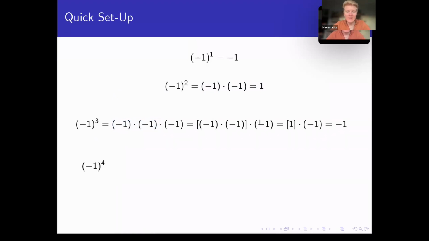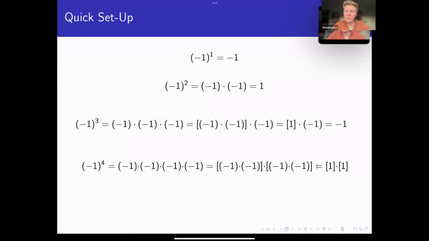Last but not least, negative 1 to the 4th would be negative 1 times negative 1 times negative 1 times negative 1. Let's group pairs together, and we know each of those pairs equals 1 from negative 1 squared. This equals 1 from 1 squared. 1 times 1 is 1. So what you actually start to see is that numbers raised to odd powers, right? This is to the power of 1. This is to the power of 3. And our final answer in each of these lines was negative 1 and negative 1.